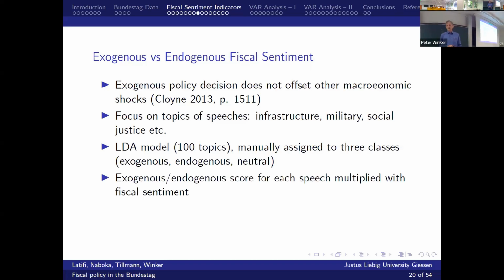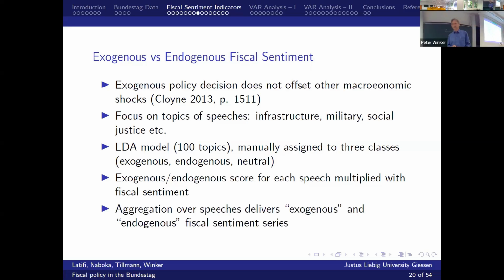It's an LDA model with 100 topics, without checking whether that's the optimal number. I also have something in my slides to show you how you should select the number of topics, because meanwhile we have a method to do that properly, statistically based. And then we use the relevance of such a topic in the speech, the weight of the topic in the speech, multiplied with the fiscal sentiment to get an exogenous fiscal sentiment indicator and an endogenous fiscal sentiment indicator. That's the way we constructed this too.